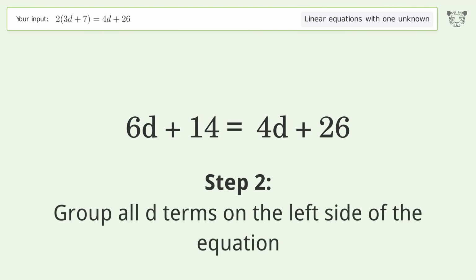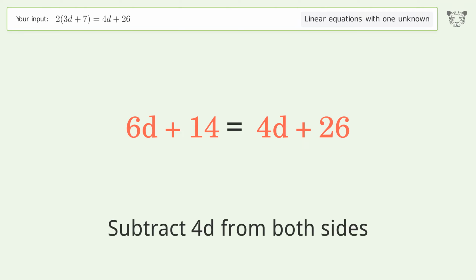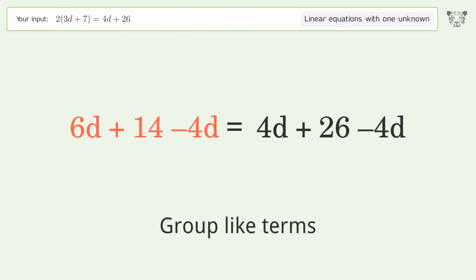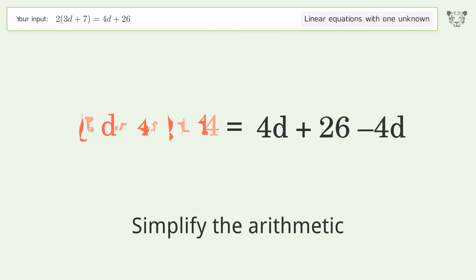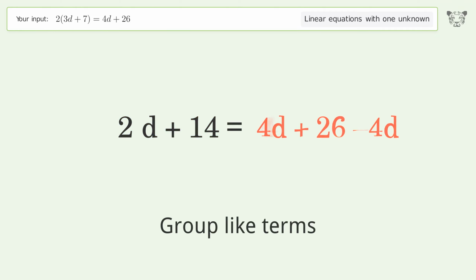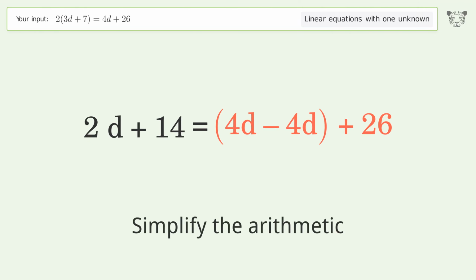Group all d terms on the left side of the equation. Subtract 4d from both sides. Group like terms. Simplify the arithmetic. Group like terms. Simplify the arithmetic.